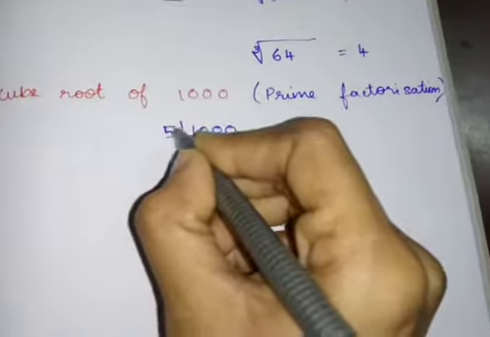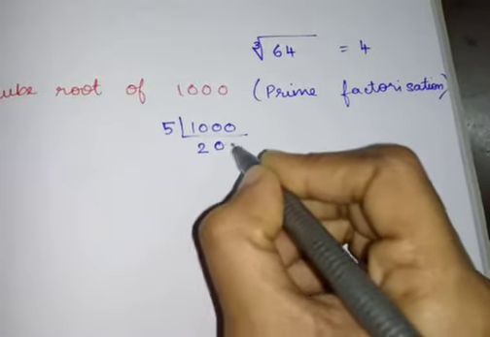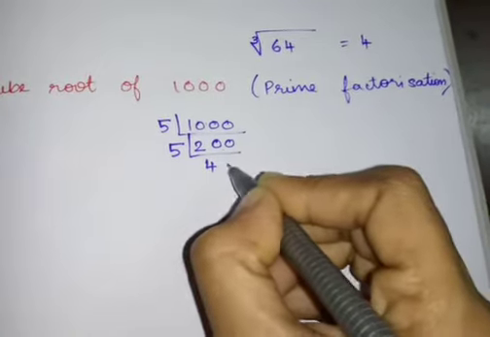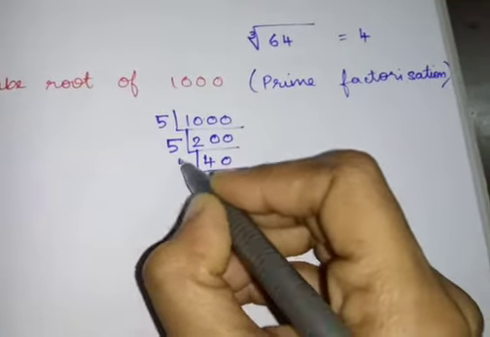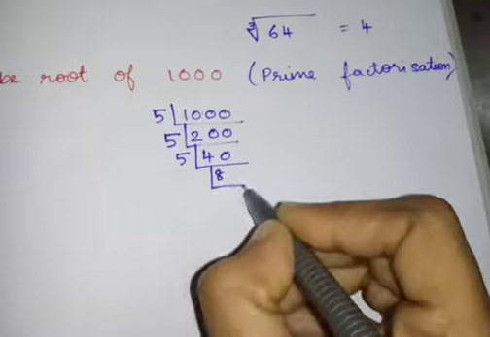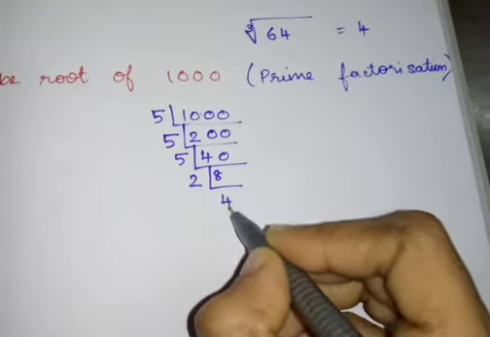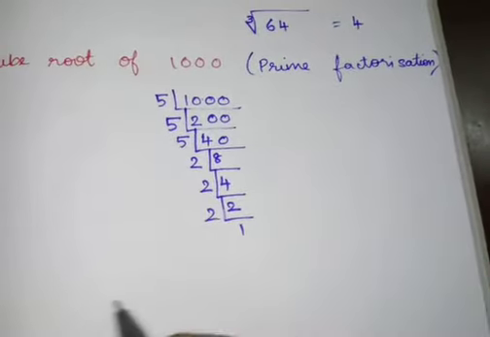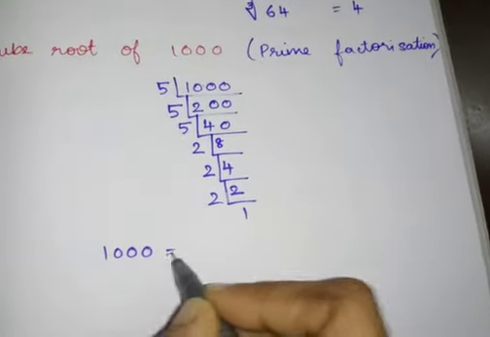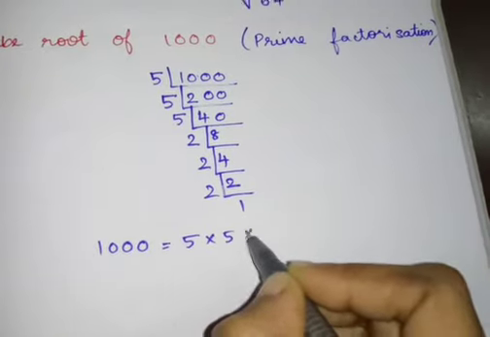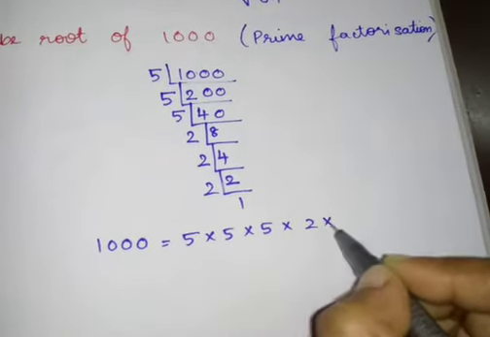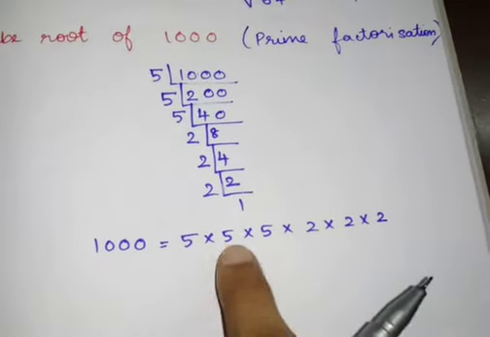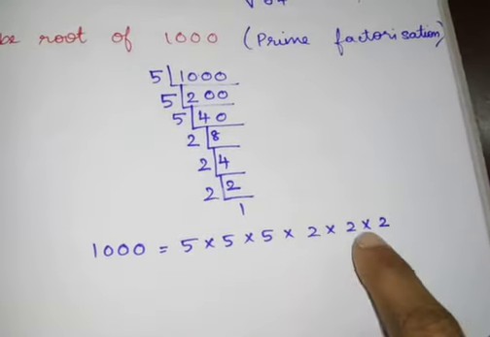In the fifth table, 5 2s are 10, 0, 0. Again in the fifth table, 5 4s are 20, 0. Then in the fifth table, 5 8s are 40. Then in the 2 table, 2 4s are 8. Then 2 2s are 4. Then 2 1s are 2. So 1000 can be written as 5 into 5 into 5 into 2 into 2 into 2.